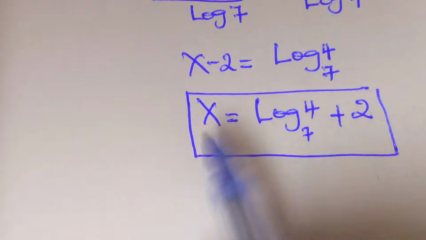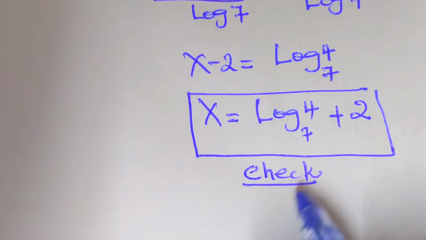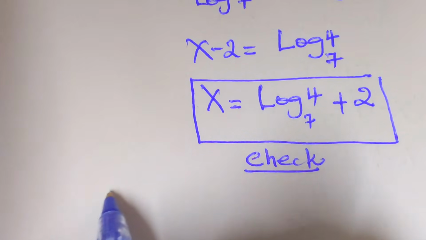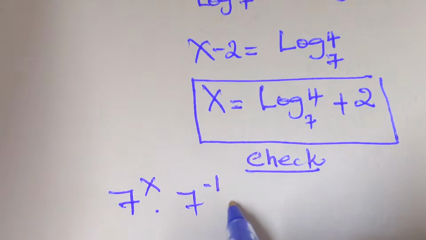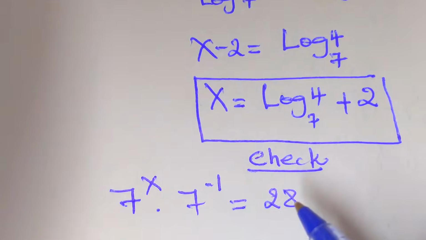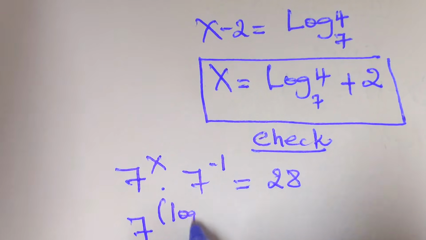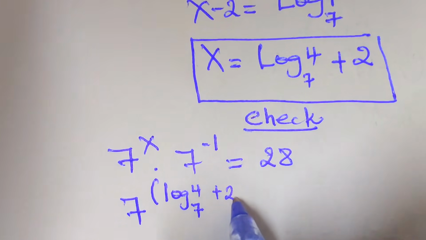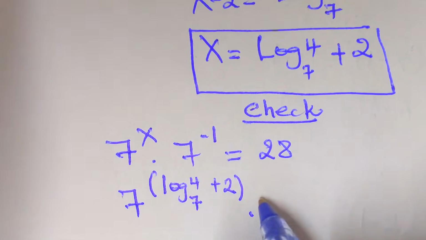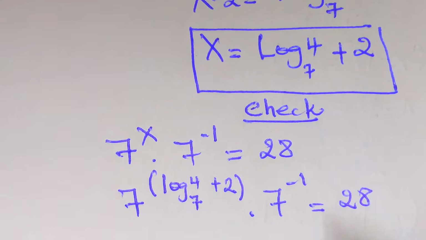Before accepting this one as the solution, you have to check to verify if the answer is correct. I have given 7^x times 7^(-1) equals 28, and here we have 7^(log base 7 of 4, plus 2) times 7^(-1) equals 28.